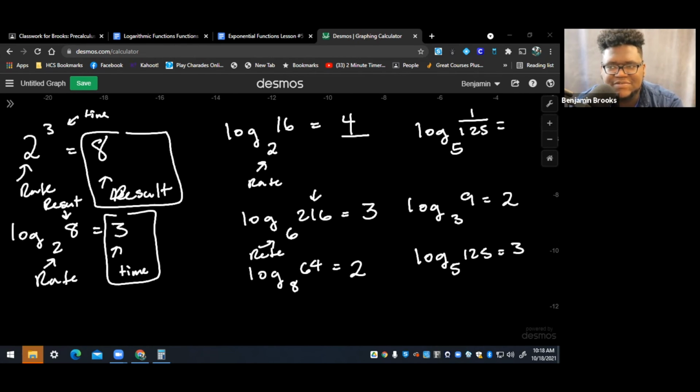5 times 5 is 25. 25 times 5 is 125. So here's the question. What is log base 5 of 1 over 125? -3, because we're going in the past. Everybody sees that? Or you can think about it as 5 to the -3.